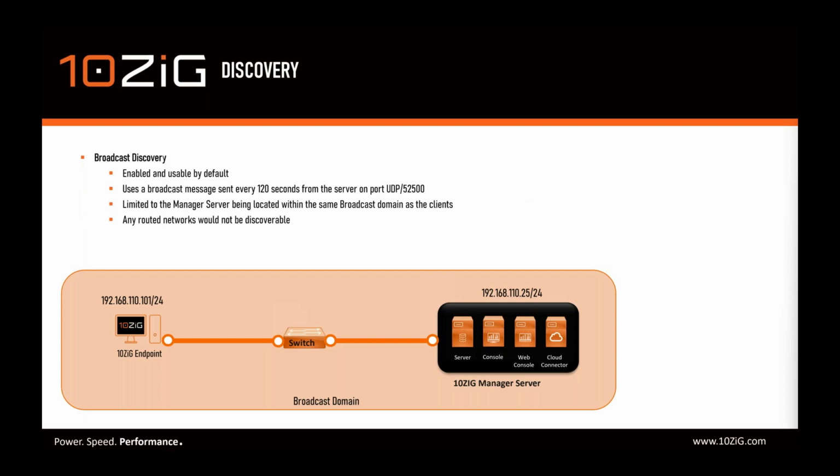So we're going to look at broadcast discovery. In the 10ZiG Manager server this is enabled and used by default. Basically, it sends a broadcast message every 120 seconds, which can be configured later on if you wish, on port UDP 52500. Any clients in the same broadcast domain as the Manager server will potentially receive that broadcast and respond back to the Manager server. Those devices should then register, and they should be seen and discoverable within the Manager server, so you can interact with them and provide further management features.